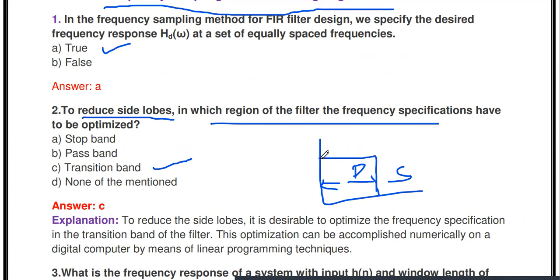But practically we will not get a response like that. We will get a response like this. After the pass band, the region between the pass band and stop band is called the transition band. Transition band means during these frequencies the gain of that filter slowly reduces. So in order to reduce the side lobes, we have to take the frequency specifications in this transition band region.